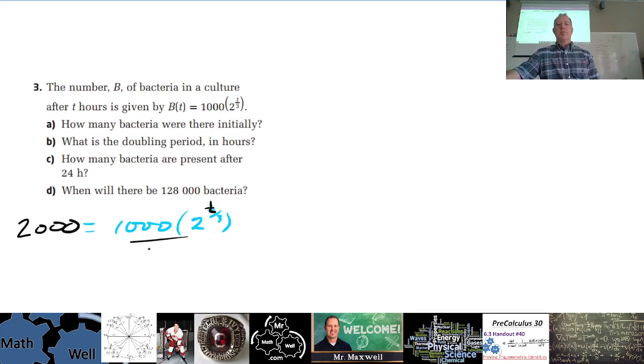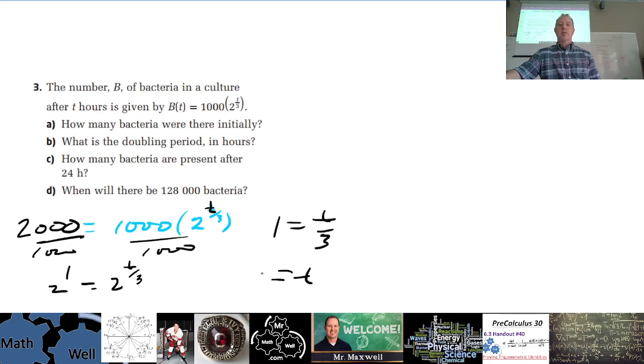So this is going to be divide both sides by 1,000. That's 2 equals 2 to the t over 3. And because you have the same base here, 2 to the 1 equals 2 to the t over 3. So 1 equals t over 3. T equals 3. So it looks like in 3 hours they would double.